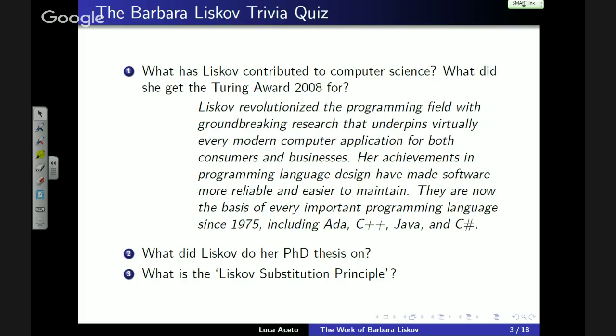And at the end of the talk, I hope you will be able to answer, if you don't know already, unlike Alvaro, what the Liskov Substitution Principle is. She did many more things than what I'm going to cover. In fact, what I'm going to cover is mostly related to programming languages. But at a certain point onwards, she actually mostly worked on systems. In fact, she considers herself, I think, more of a systems person than a programming languages person.